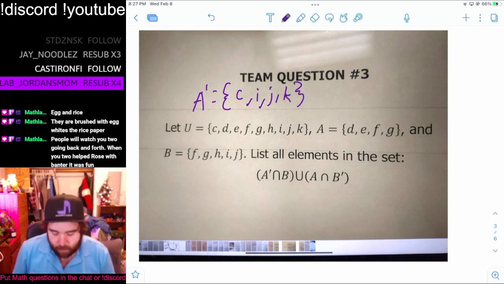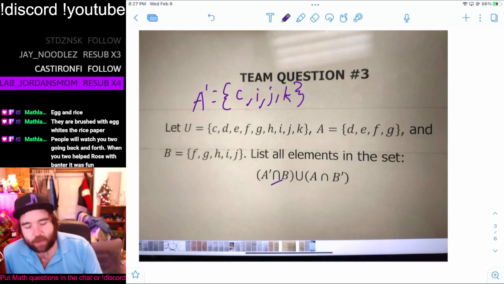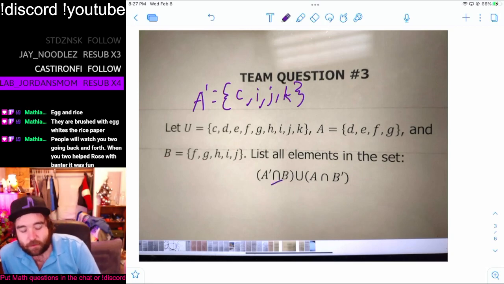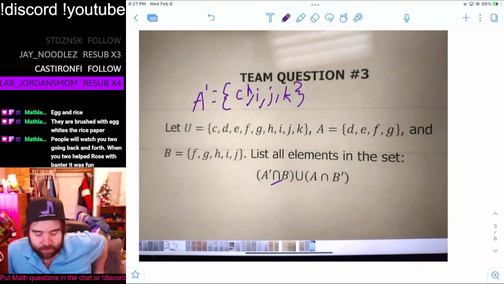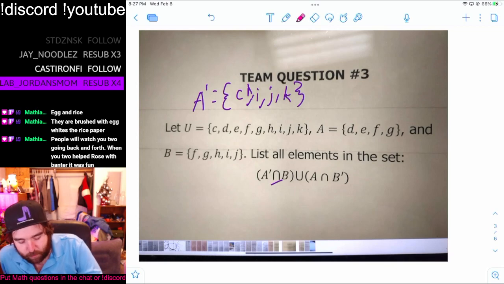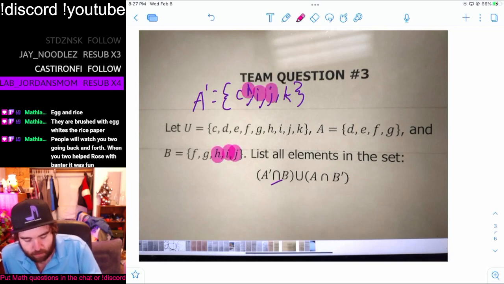Okay, yeah. And then what is this? It's not union, it's intersection. So you're missing one. I'm missing H. Okay. And then that's an intersection. So we're asking what is the intersection between not A and B? Okay. So which ones are in both of them? H, I, and J. So this right here is H, I, and J.